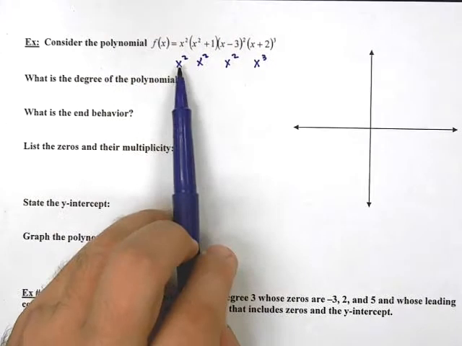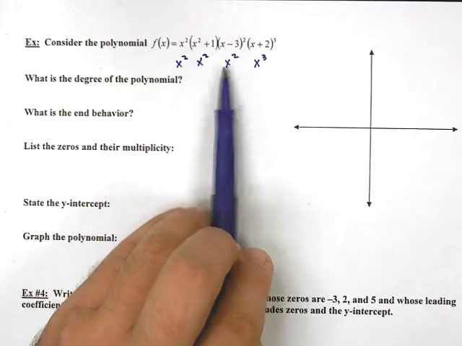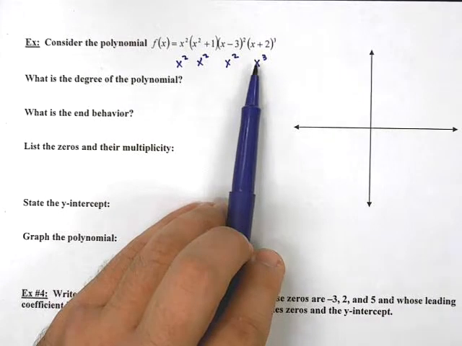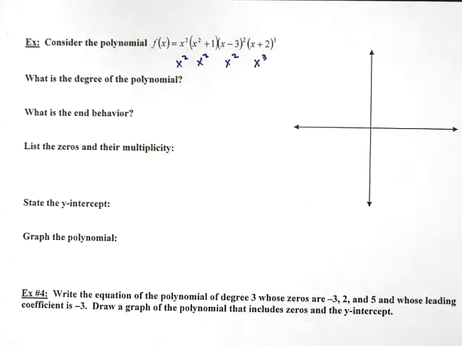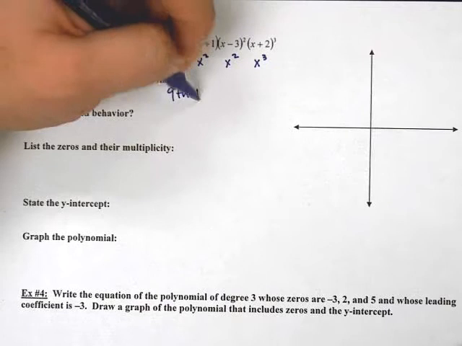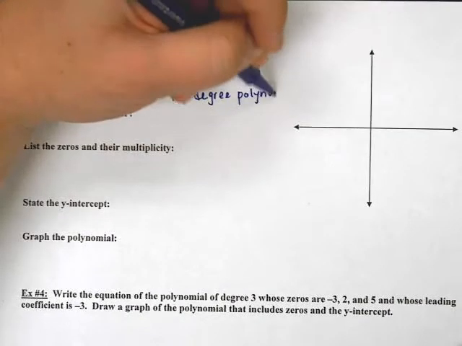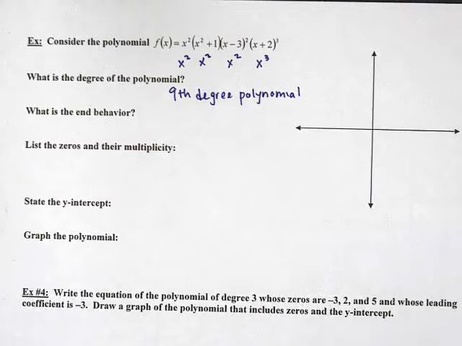So I have x squared times another x squared, so x to the 4th, times another x squared, which is x to the 6th, times an x cubed, so we have 9 x's, or x to the 9th power, which means that this is a 9th degree polynomial. So again, guys, the trick, if you are in factored form, is to count the number of x's to get the degree.